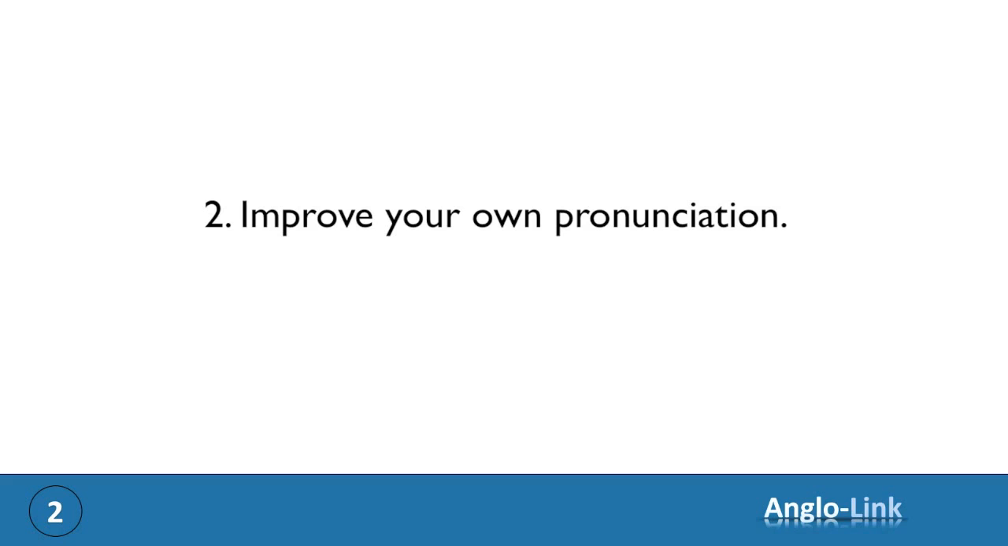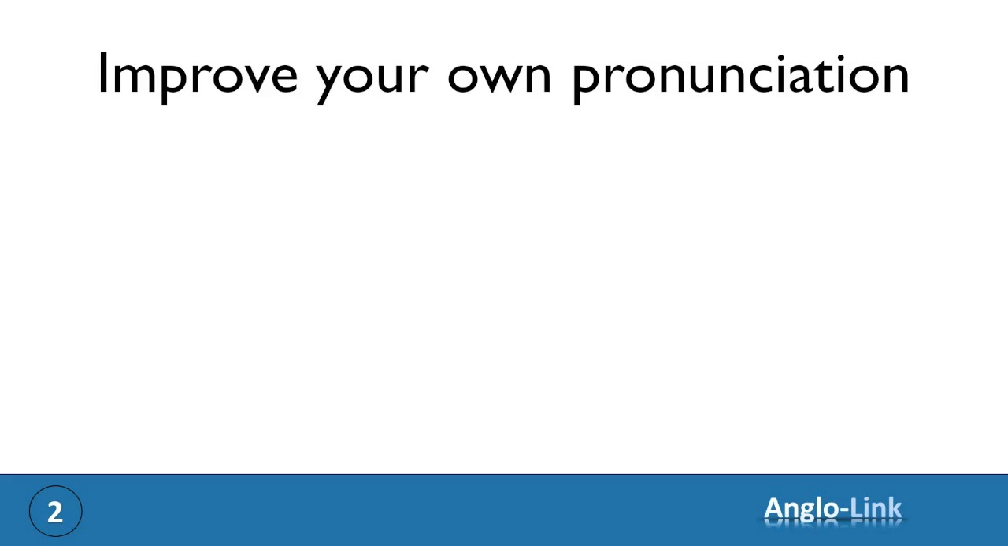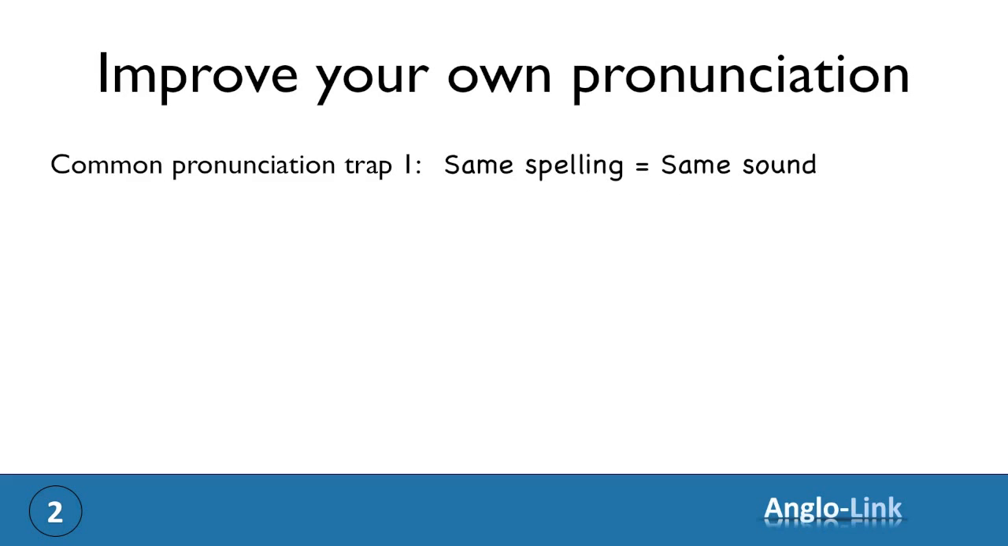There are two common traps if you have guessed the pronunciation of a word by reading it. The first common pronunciation trap is believing that two words with the same spelling will have the same sound. Let's give you an example. If you think that the combination of letters E and A always sound like E, as in Jean, then you will mispronounce the following words.